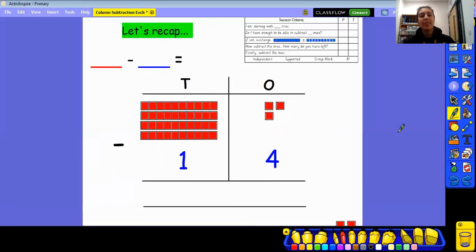Right, we've got a similar calculation here, but instead of 40 with no 1s, we've now got 43. We do have a small number of 1s here. But you might notice that as I start to work out the calculation, I don't actually have enough 1s to start with to be able to subtract 4.